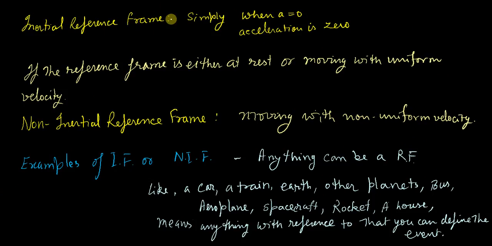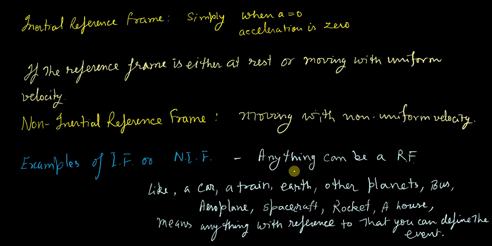So inertial reference frames are simply those where acceleration is 0; then you can say that frame is an inertial frame. If the reference frame is either at rest or moving with uniform velocity, that frame is an inertial frame. A non-inertial reference frame is simply one moving with non-uniform velocity. So what are the possible examples that you think are inertial or non-inertial reference frames?